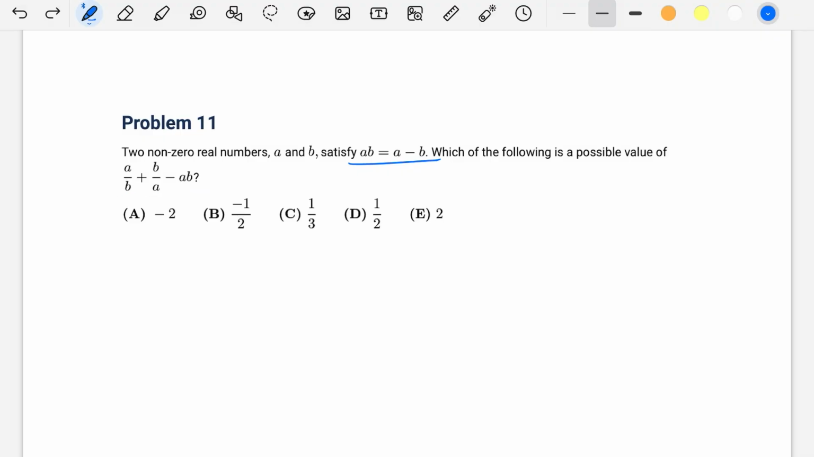So for example, we can set a equals 1. Then from this equation here, we get b equals 1 minus b. So 2b equals 1, so b equals half. So now we have two values for a and b, and we can just plug that into this expression. And that gives us 2 plus half minus half, which equals 2. So the answer is E.